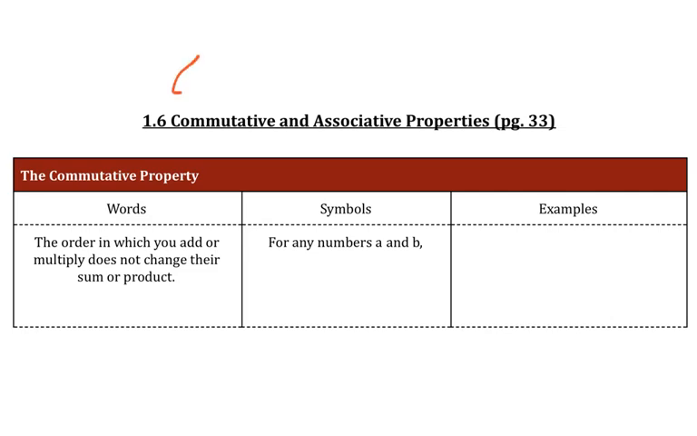In 1.6 you get a little bit of a continuation of some of the rules of the math and the properties that go with them. So 1.6 covers the commutative and associative properties, and this is on page 33 of your textbook. First, let's talk about the commutative property.